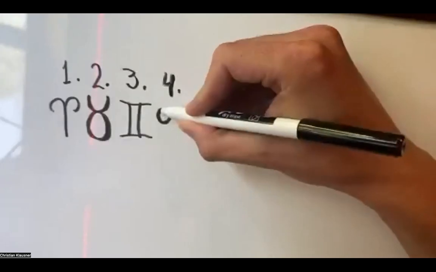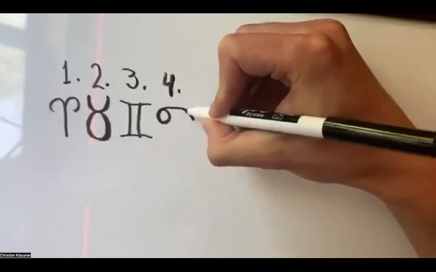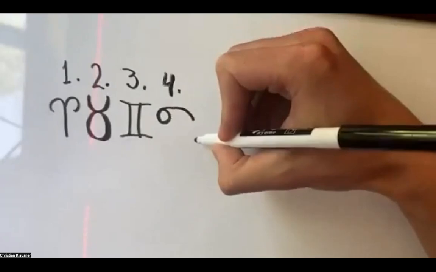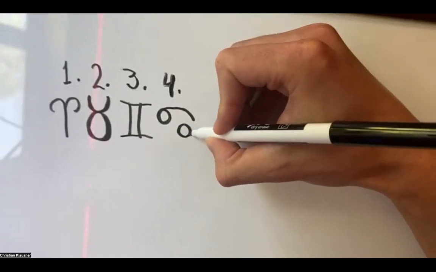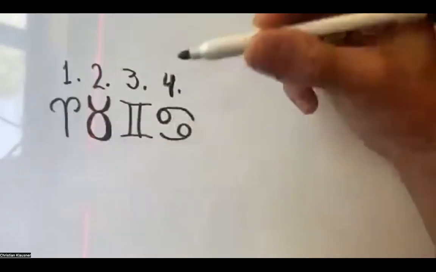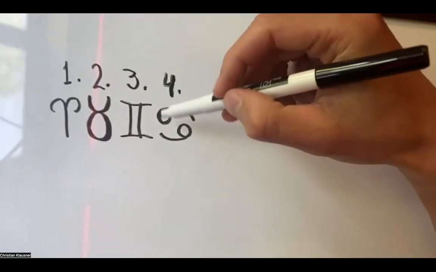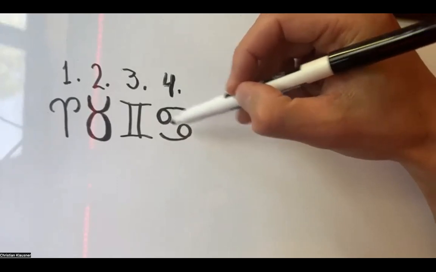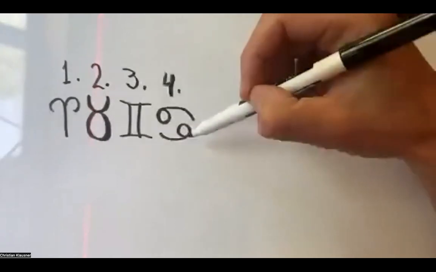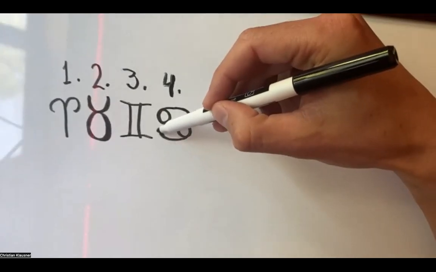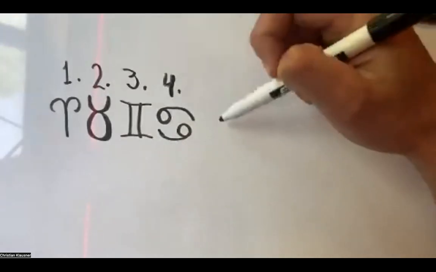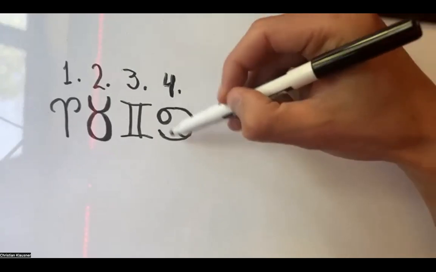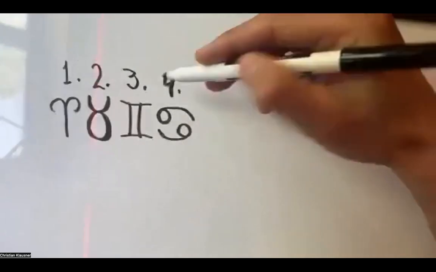Number 4 is Cancer. We got a circle and then a curve, a crescent. We got the same thing over here, another circle and a curve. So what these are, crab's claws. These are also the breast, ruled by Cancer. Cancer rules the breast or the chest, which is the home of the heart, which is the next sign, Leo. So Cancer is all about the home. This is the first water sign as well to appear.